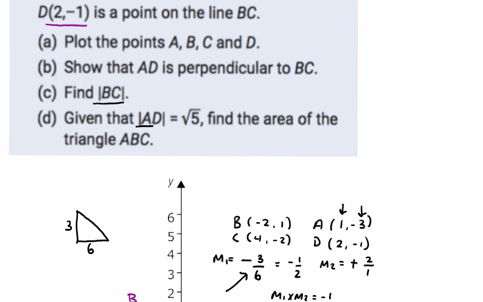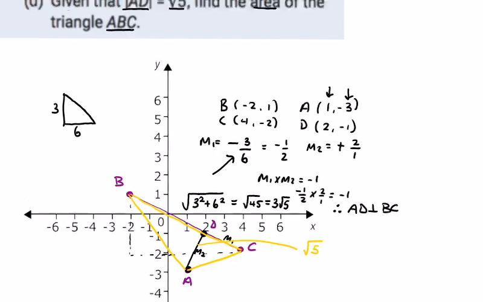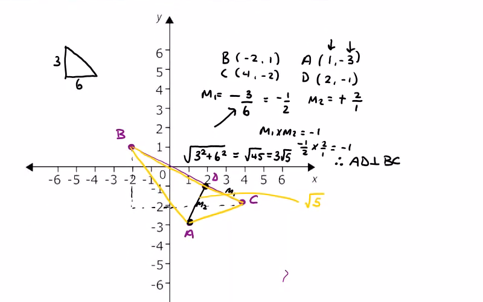They tell you that AD is root 5. Find the area of the triangle ABC. So AD is root 5. And we want the area of triangle ABC. So let's draw it. A to C, B to A. We have B to C already. So we have the perpendicular height in here, we're told is root 5. Just double check that. AD is root 5.